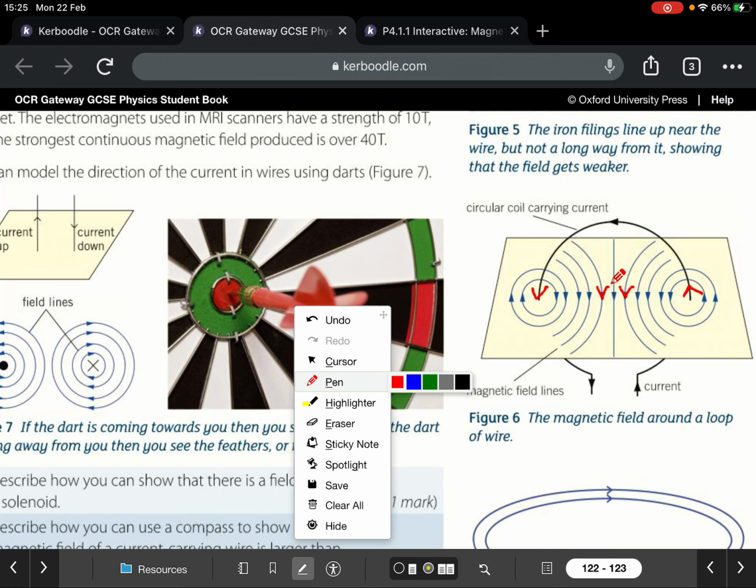So they will act together and they will add to each other and make a stronger magnetic field. So whereas you would have just had half of that with a single piece of wire, now you've got a loop, you've got double that.